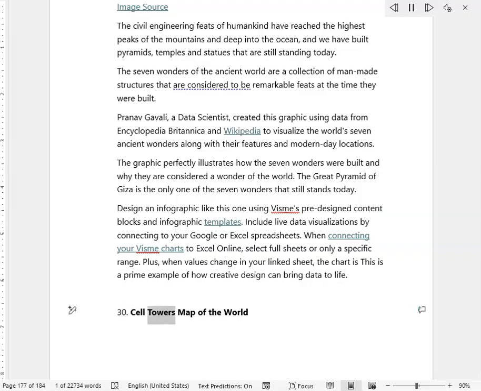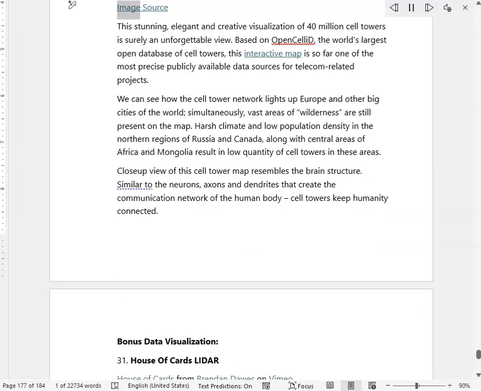30. Cell Towers Map of the World. Image source. This stunning, elegant, and creative visualization of 40 million cell towers is surely an unforgettable view. Based on OpenCellID, the world's largest open database of cell towers, this interactive map is so far one of the most precise publicly available data sources for telecom-related projects.